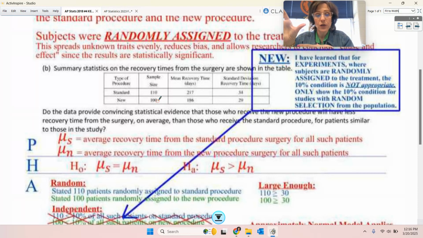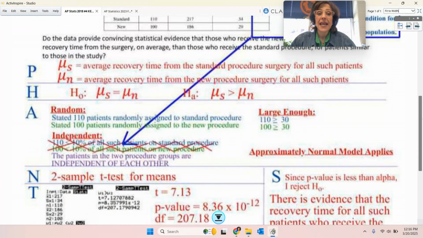The population of those who get the standard procedure, those who get the new. So therefore, we are making an inference about two separate populations. And so I start defining both of those populations that we're going to be making an inference about. I'm going to make an inference about the average recovery time from the standard procedure for all those kinds of patients and the average recovery time for the new procedure for all those kinds of patients. Now, null hypothesis is, see how I list two separate means here. Are those the same? Or is the standard greater than the new?